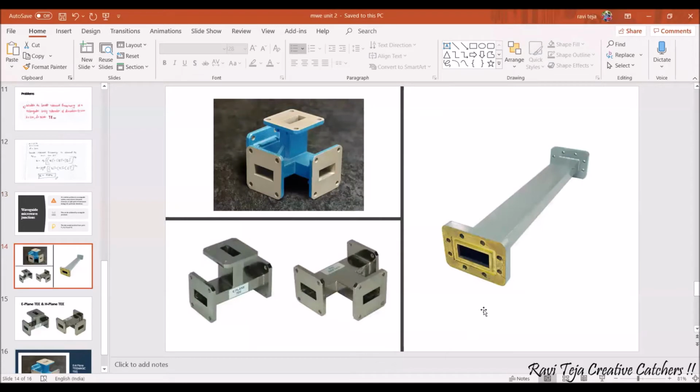See, what is this? Can anyone say? This one. Rectangular waveguide. Okay, so this is a rectangular waveguide which we generally use for microwave propagation, not for distribution.